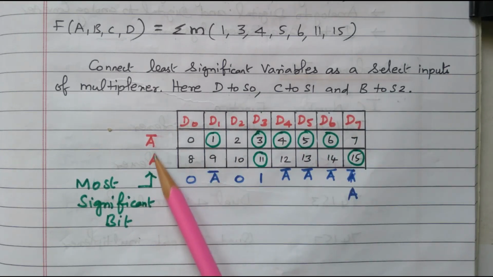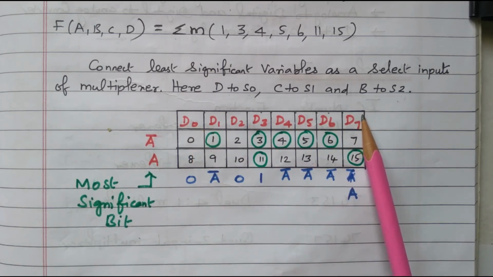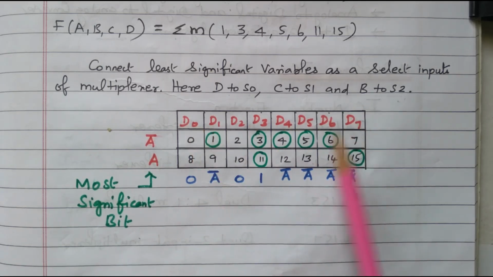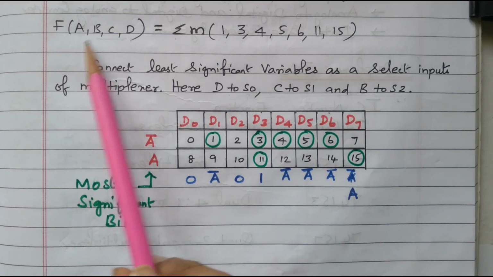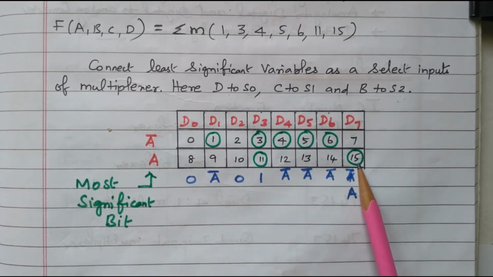Right. So, A is the deciding factor. There are 8 inputs available to the multiplexer. It is an 8:1 multiplexer. D0, D1 up to D7 are available. Right. So, there are 16 combinations from 0 to 15. 4 variables are there, A, B, C, D. So, there are 16 possibilities available. Start from 0, 1, 2, 3, 4, 5, 6, 7, 8, 9, 10, 11, 12, 13, 14 and 15.